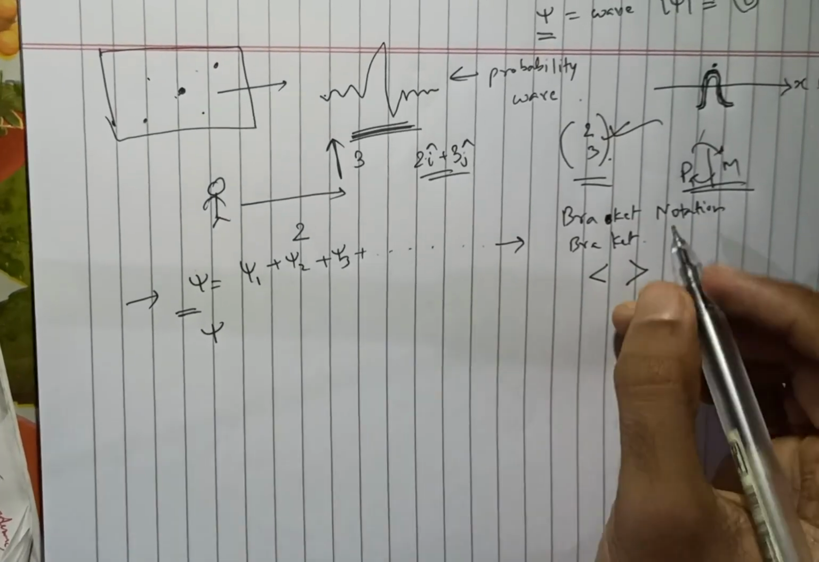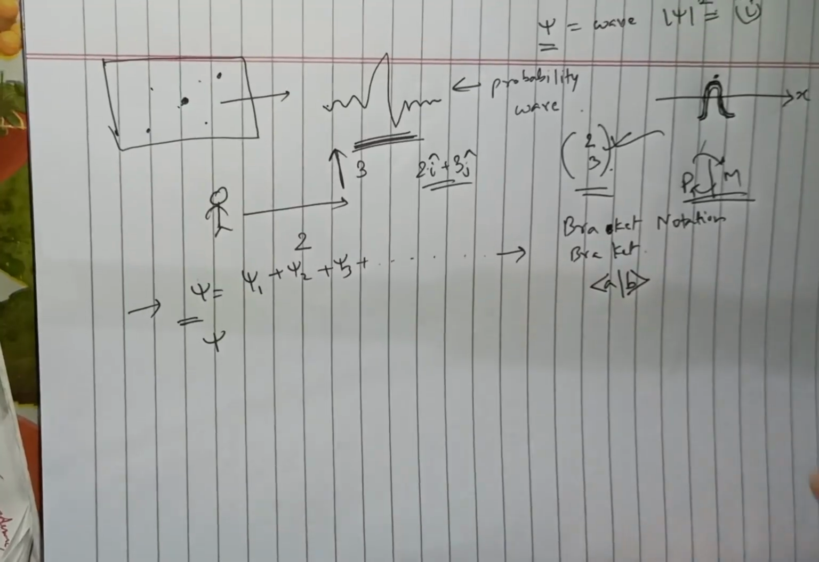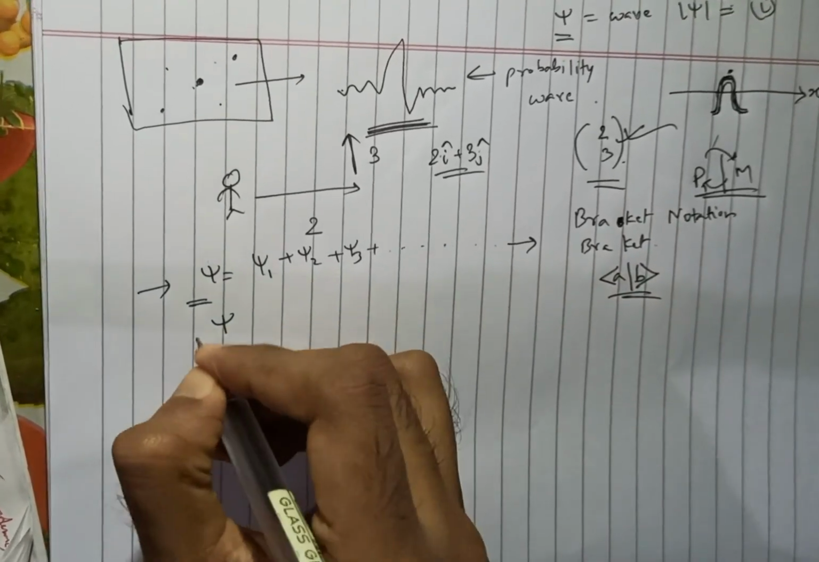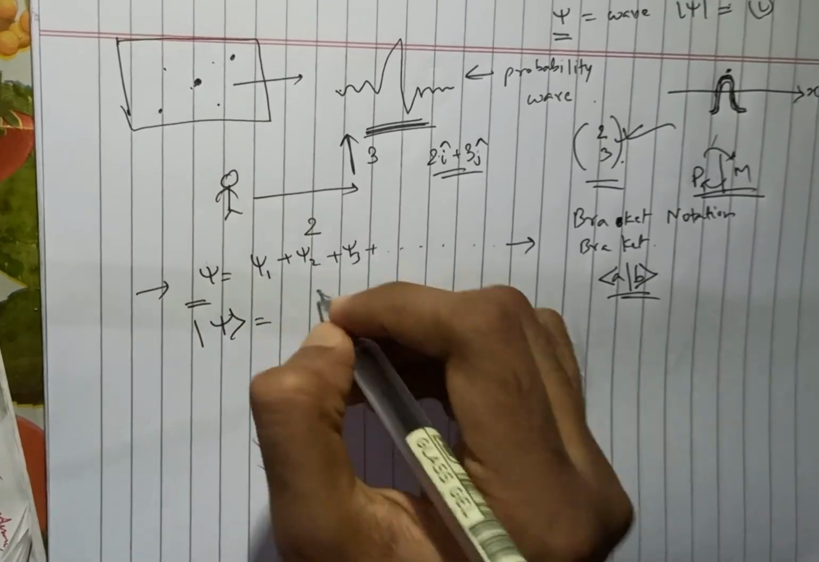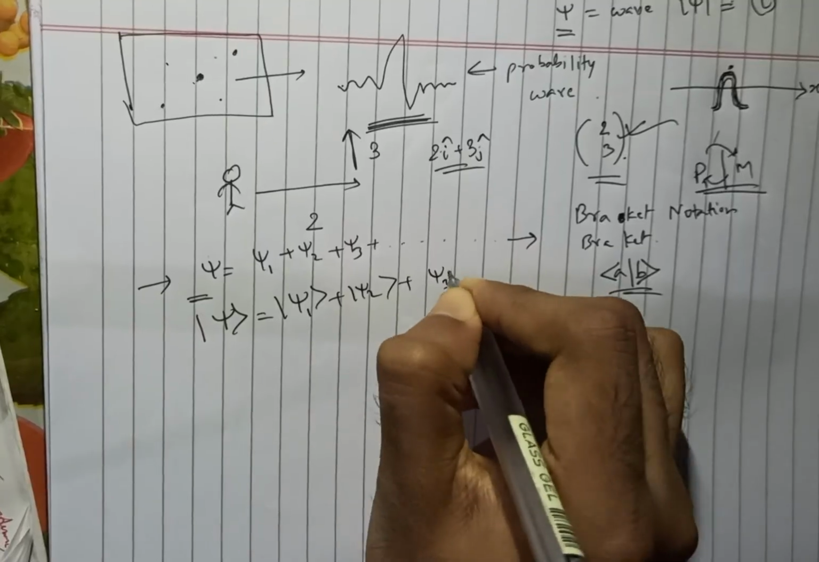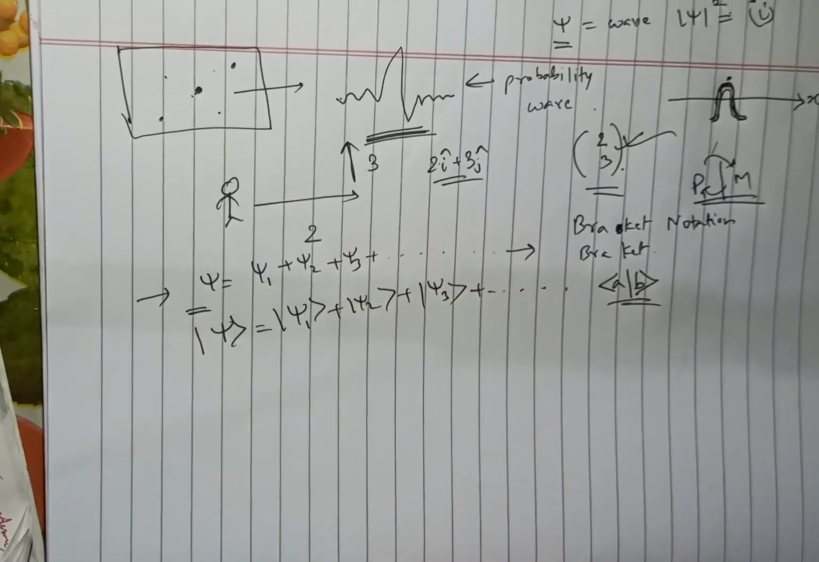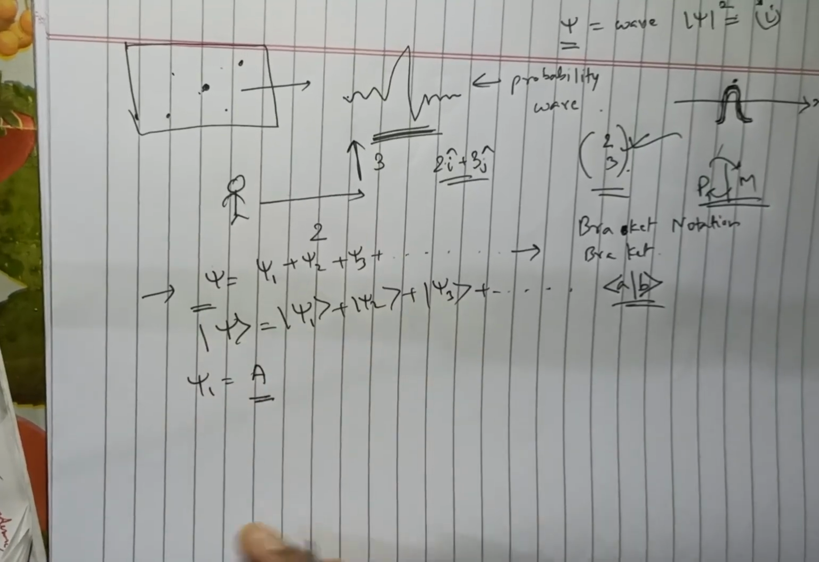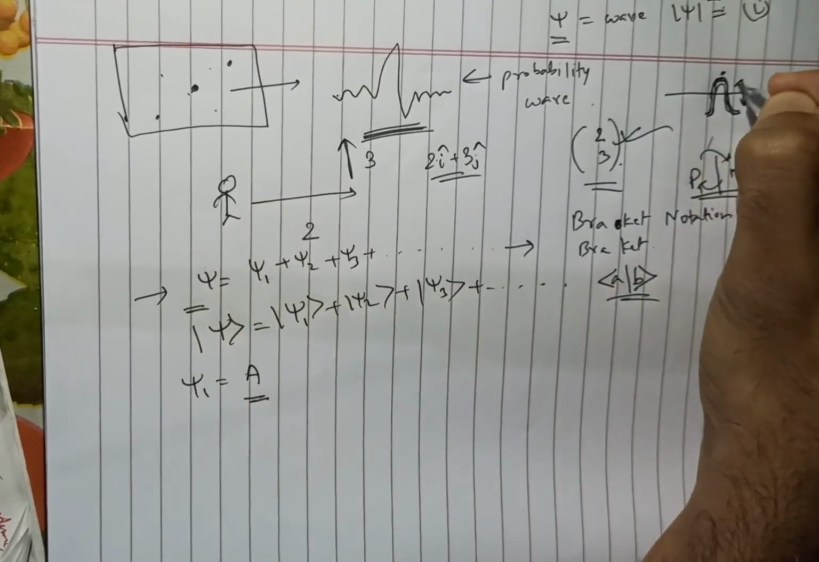If we have two arrows here, this is A and this is B. This represents the bracket notation. Now if psi is represented in the bracket notation, it will be a superposition of psi 1 plus psi 2 plus psi 3 plus dot dot dot. Here psi 1 can be represented by some amplitude. This is the amplitude that I'm talking about, okay?